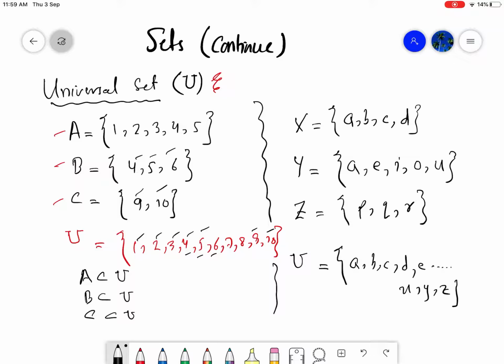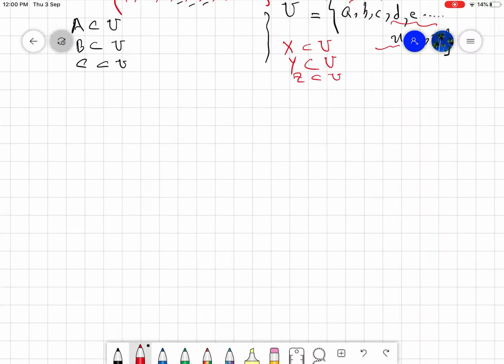Okay, so the universal set basically depends on the given scenario. So it must be true that all the sets in the given scenario must be subsets of the universal set. So X is a subset of U in this case. All its elements A, B, C, D, you can see that they exist in the universal set. A, E, I, O, U also exist somewhere in the alphabet, and P, Q, R also exist somewhere in the alphabet. Okay, so Y is a subset of U and Z is a subset of U.